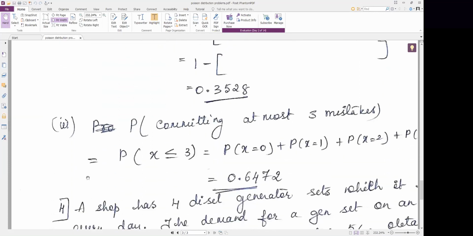Now next, third question is probability of committing at most 3 mistakes. What do you mean by at most? In binomial also I told you. At most means p of x less than or equal to 3. Maximum how many mistakes he can make? Maximum he can make 3 mistakes. That is p of x less than or equal to 3. So p of x equals 0, 1, 2 and 3. Then substitute in your calculator, you will get the answer as 0.6472.